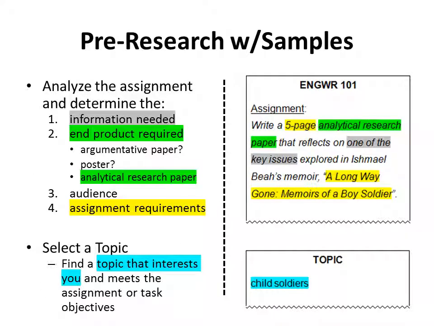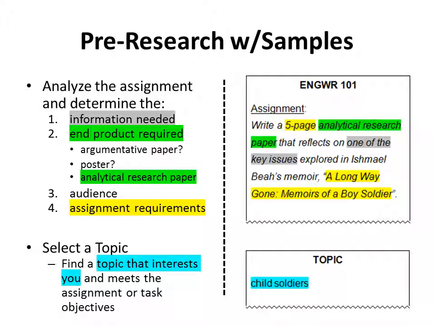Take a second to read the English Writing 101 sample assignment posted on the right. The text highlighted in gray corresponds to the information needed. In this case, the assignment calls for a focus on one of the key issues in the author's memoir. The assignment requirements, highlighted in yellow, are to generate a 5-page paper that uses the author's memoir as a primary text. The end product, highlighted in green, that students are to produce is an analytical research paper.